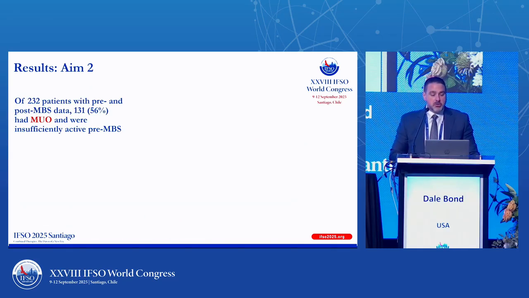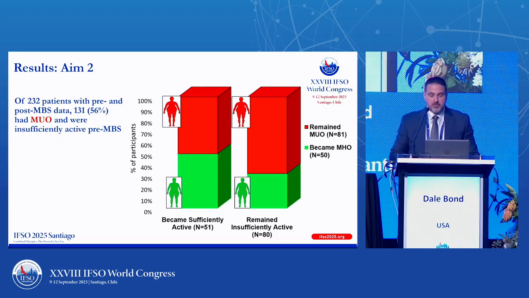So for aim 2, of 232 patients who had both pre- and 6-month post-surgery data, 131, or 56%, had the MUO phenotype and were also insufficiently active pre-surgery. So I want to orient you to this figure. Each of the columns represents physical activity status. So on the left is they became sufficiently active. On the right is they remained insufficiently active. The shading within each of the columns represents the percentage of patients who either remained MUO or became MHO.